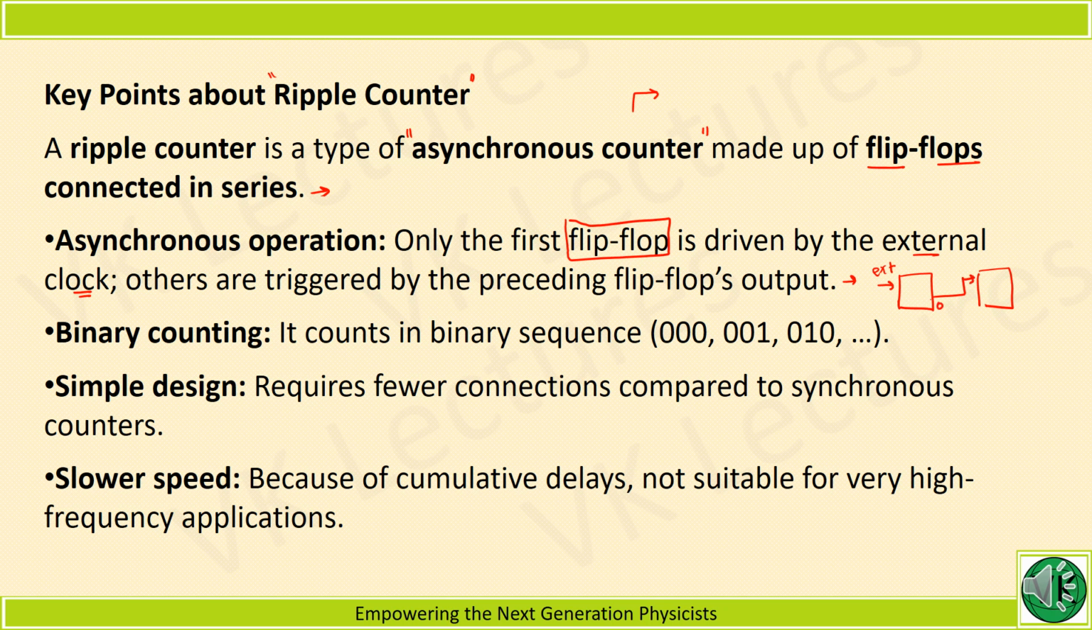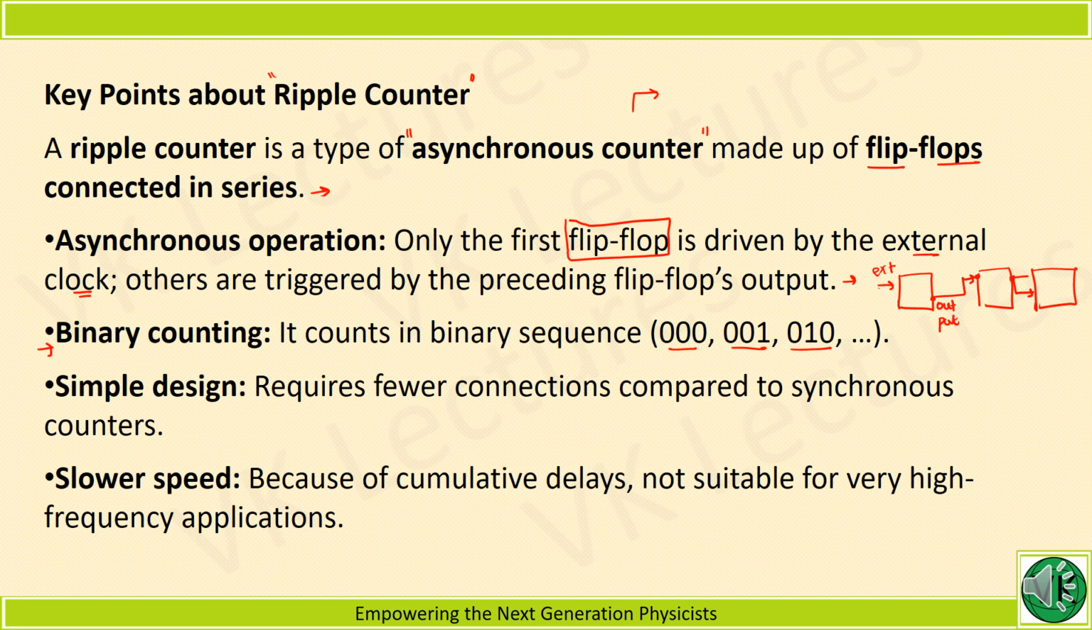Here is the output. The output of the first one will be the input of the second. So only the first one will be triggered externally. The other flip-flops will be going like this. So for the third one, the output of the second one will be the input of the third one. Similarly, it goes on. Now for binary counting, it counts the binary sequence like this: 0 0 0, 0 0 1, 0 1 0, and it goes on.